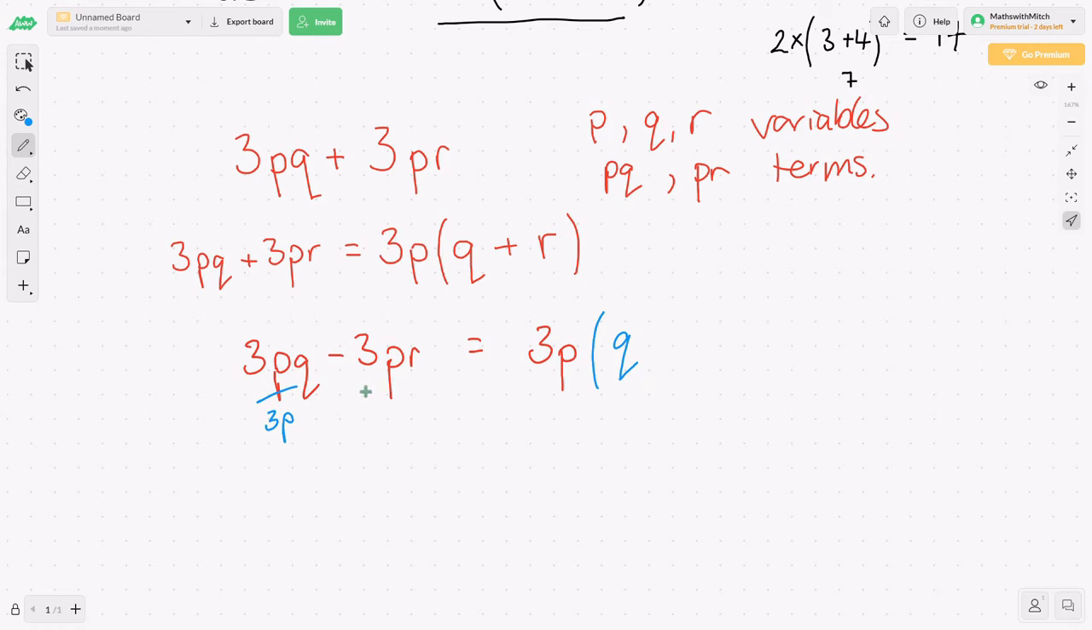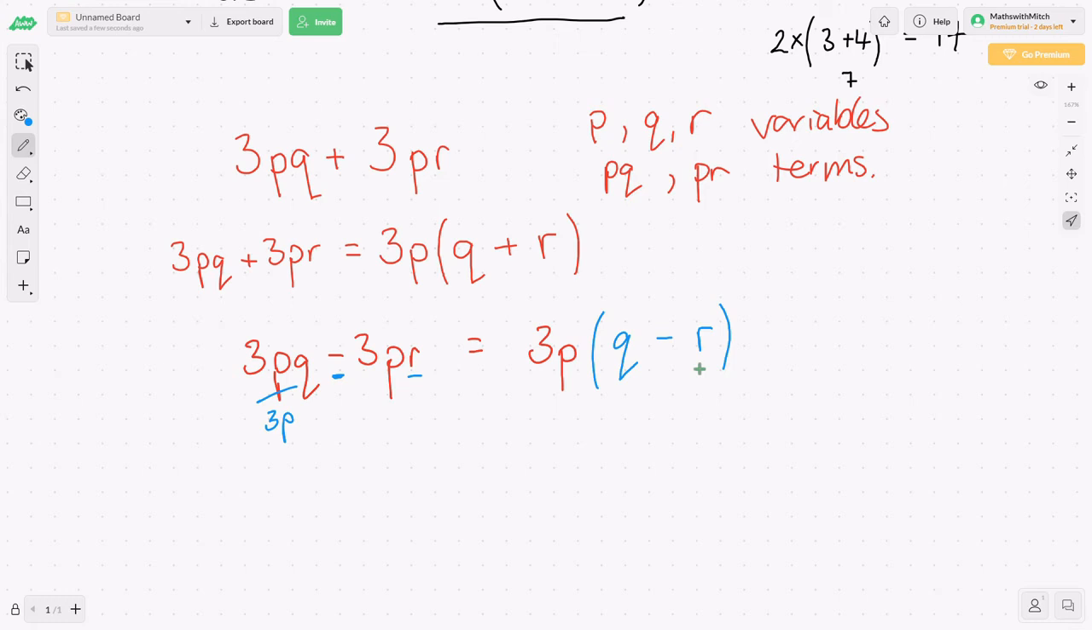And here, if you divide by a positive 3p, what are you left with? Well, you're left with r, but you also have this negative here. So if you divide through by positive 3, negative 3p divided by positive 3p will leave you with a negative 1. So you're left with a negative r. So you also need to be careful about whether you've got a positive and a negative.